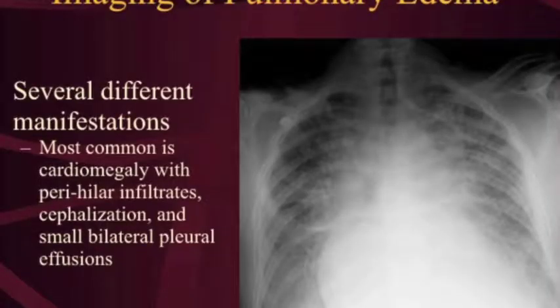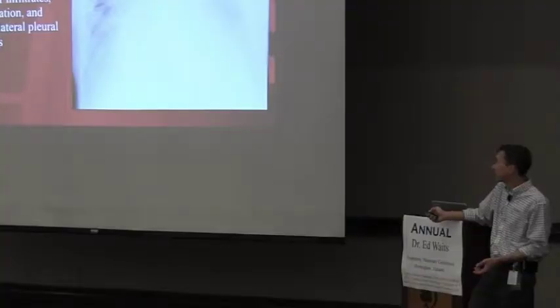So there's that. What does pulmonary edema look like? There's a lot of different manifestations of this. The most common is cardiomegaly. We'll talk about that more specifically in a while. Cardiomegaly with perihilar infiltrates, cephalization, and small bilateral pleural effusions. We'll look at all those things in detail, but that's a pretty good pulmonary edema chest x-ray.